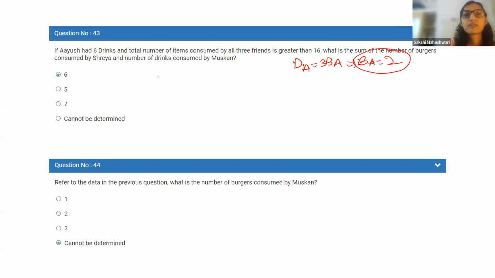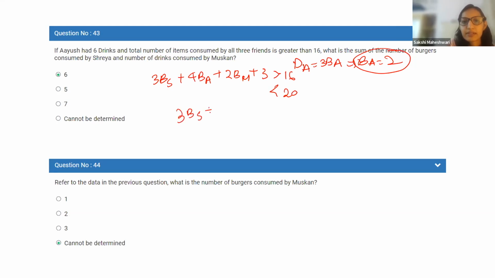Now, we had another condition. 3BS plus 4BA plus 2BM plus 3, the total number of items, has to be greater than 16 and less than 20. That means 3BS plus 4BA plus 2BM has to be greater than 13 and less than 17.